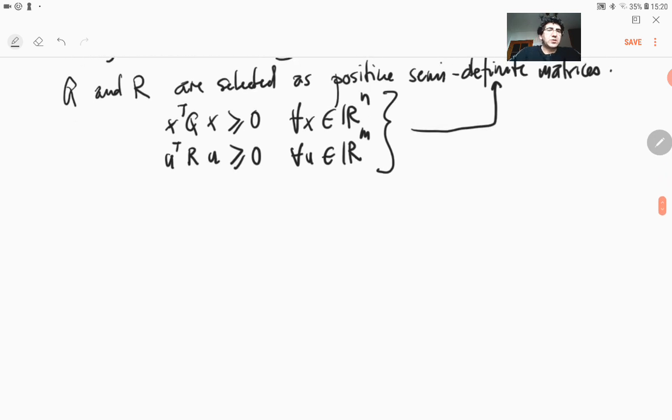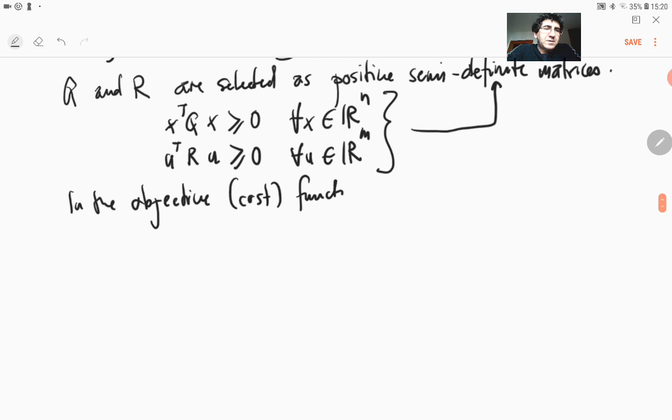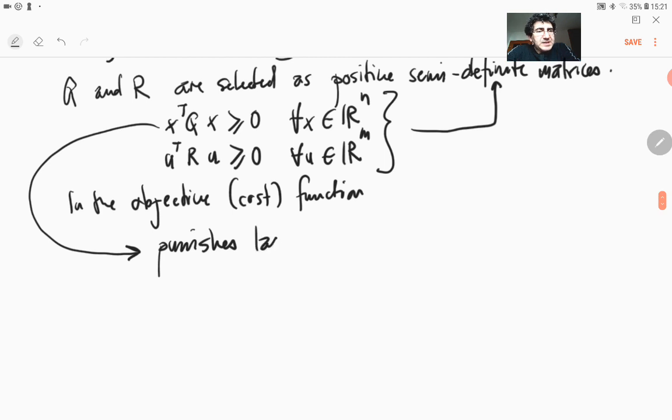So what are the meanings of these two terms in the objective function, sometimes called the cost function? Basically, the first term punishes large state values. If you think about our objective function, if the states go to zero very fast, the area underneath this function will be much smaller.